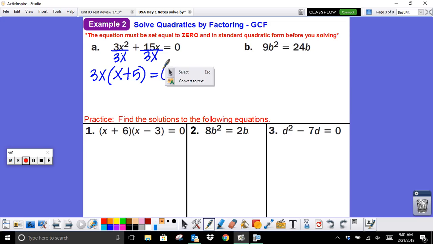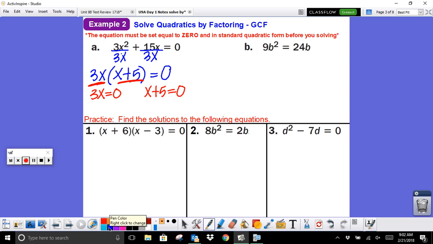So what I need to do is now check to see, am I done factoring? Okay, well do we see any x squareds left? No, we don't. Then we're done factoring. Okay, so I have my two factors. Don't forget about that 3x out front. That is a factor, and x plus 5 is also a factor. So now to find the solutions, we're going to take each one of those and set them equal to 0. So I'm going to have 3x equals 0, and I'm going to have x plus 5 equals 0.